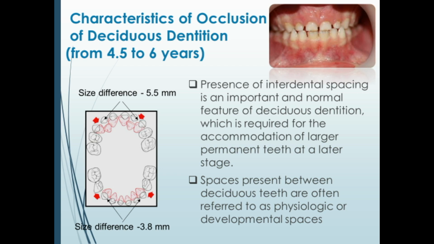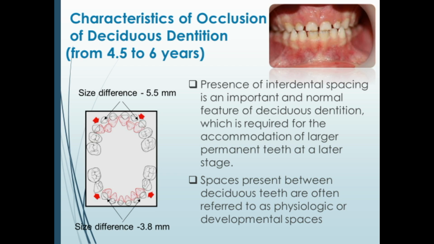Interdental spacing, when present in permanent dentition, is considered abnormal. However, the presence of interdental spacing is an important and normal feature of deciduous dentition, which is required for the accommodation of larger permanent teeth at a later stage. Spaces present between deciduous teeth are often referred to as physiologic or developmental spaces.